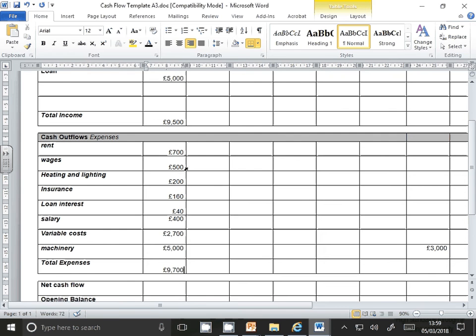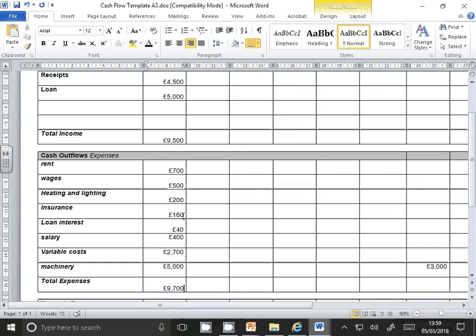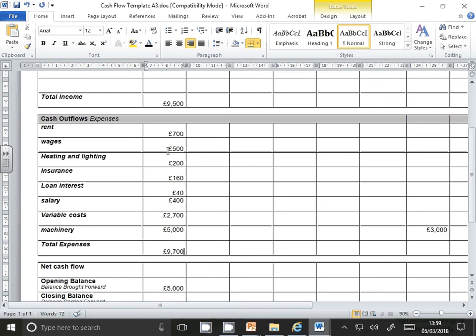Okay, so they start the month with £4,500 receipts. That's how much money they bring in from the sales of flowers. They also get a loan from the bank of £5,000, so their total income is £9,500. Their total expenses for that month are £9,700. Now straight away we can see that their cash flow is going to be negative, because there is more money going out than there is coming in. So that month the net cash flow is going to be minus £200.